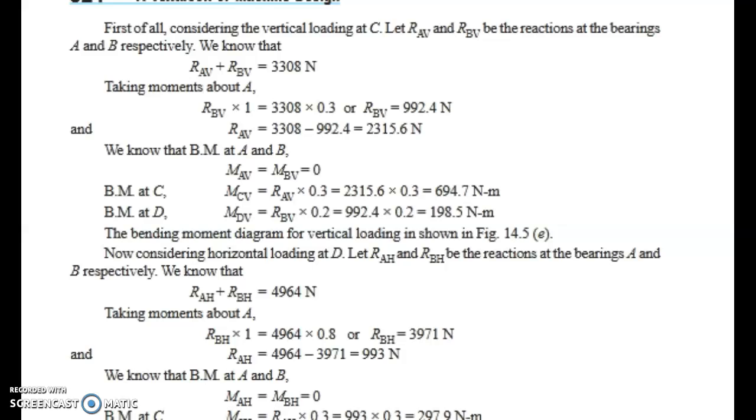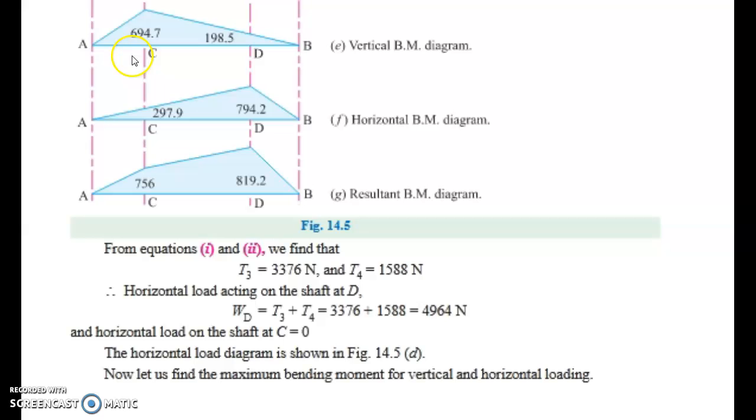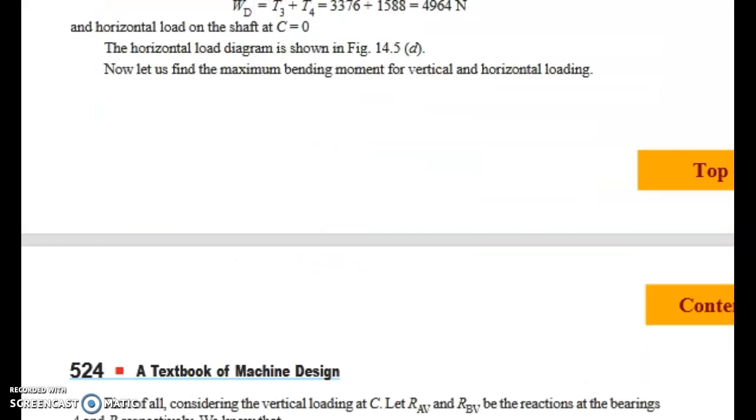Now we can draw that bending moment equation on the figure. This one is the vertical bending moment at point C and at point D. We have two bending moments, 694.7 and 198.5. The bending moment figure will be like this for the vertical direction. Similarly, we can find the value for the horizontal direction.